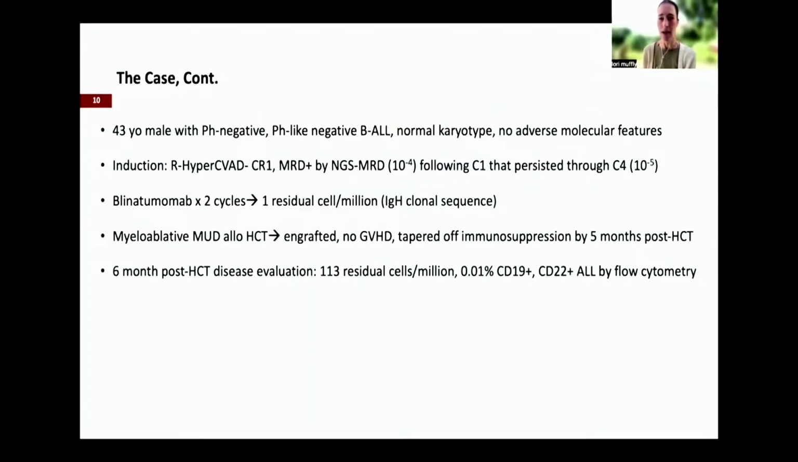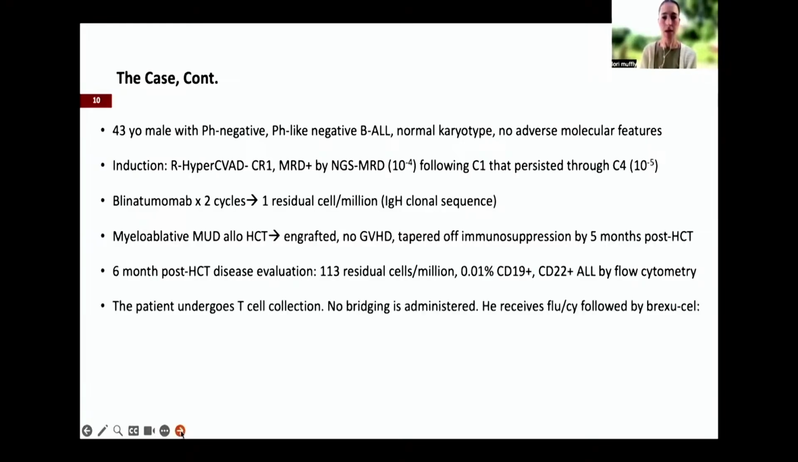with Ph-negative ALL. He got R-hyper-CVAD, went into transplant with very low level MRD by NGS of 1 residual clonal cell per million. He received a myeloablative unrelated donor transplant, did very well, but then had an MRD CD19 positive relapse at 6 months. He underwent a T-cell collection with the plan for Brexucel. He did not receive bridging therapy because his level of disease was quite low, 0.01%.